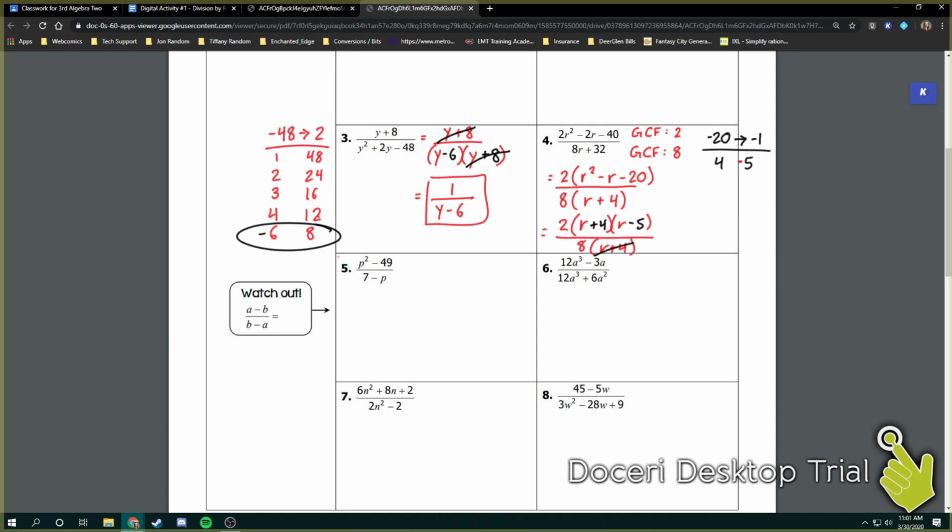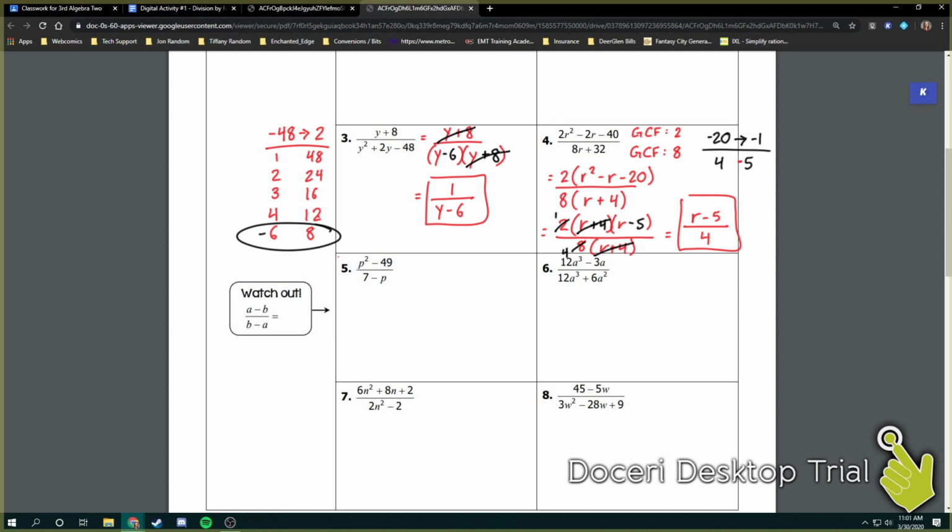Okay, so the r plus 4's cancel out, those go. But additionally, the 2 divided by 8 can be reduced. So 2 divided by 8 is 1/4. So in my numerator, I've got 1 times r minus 5. Not really necessary to write multiples of 1. And the denominator, we just had a 4 left over.